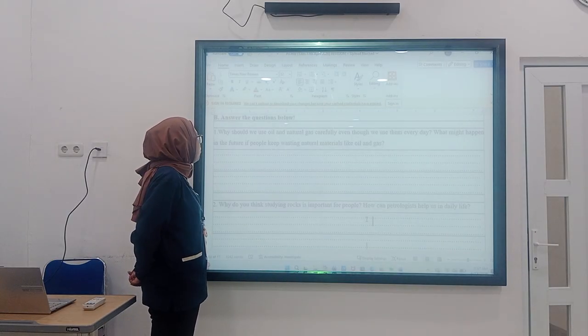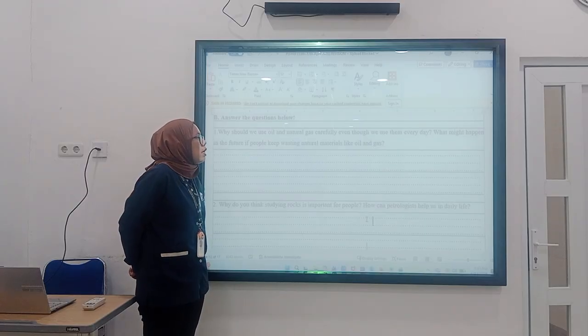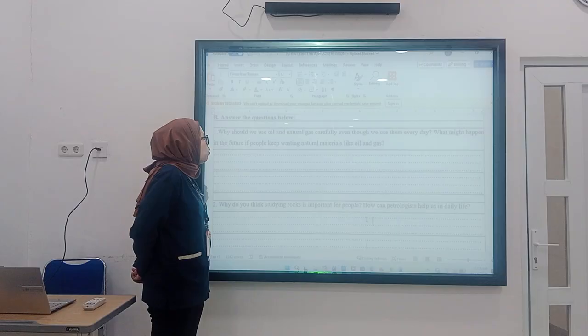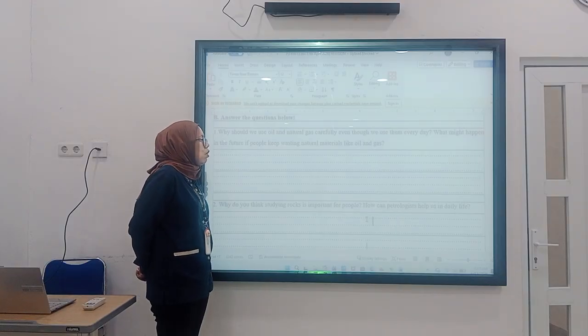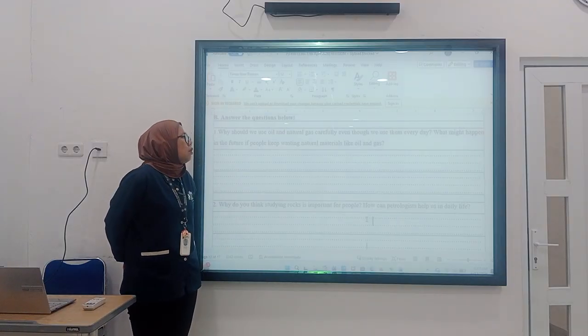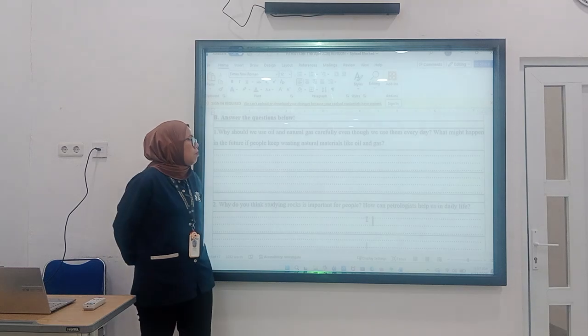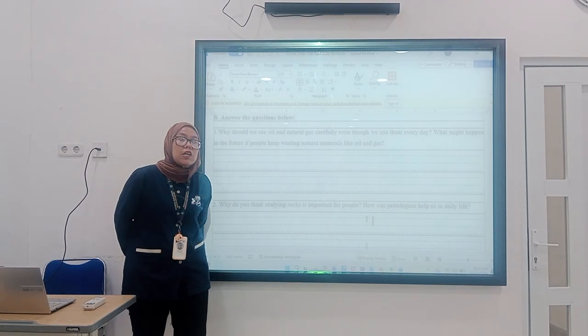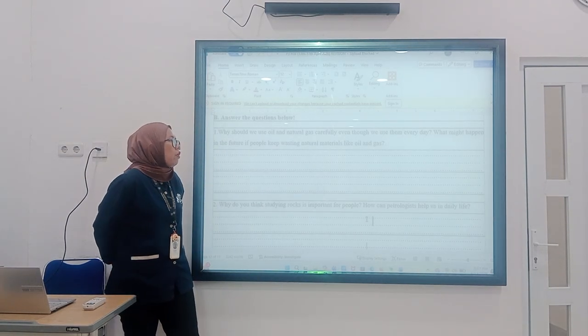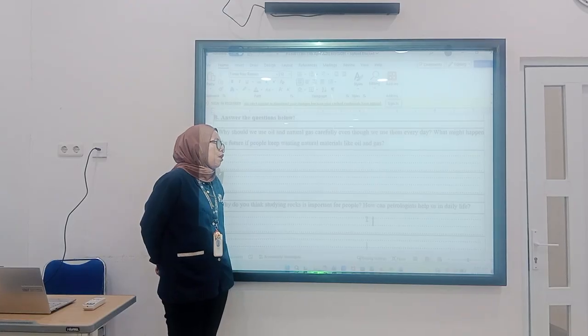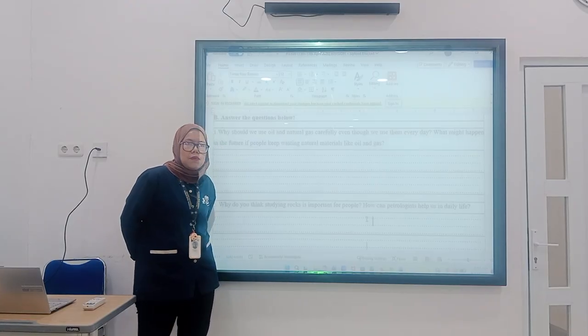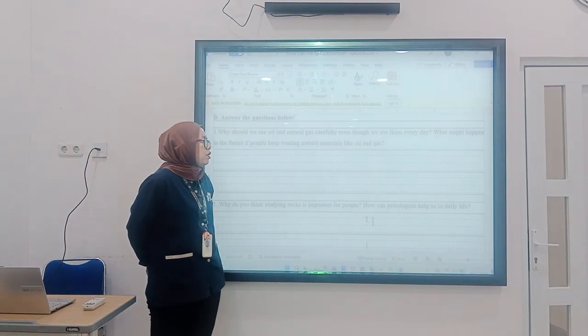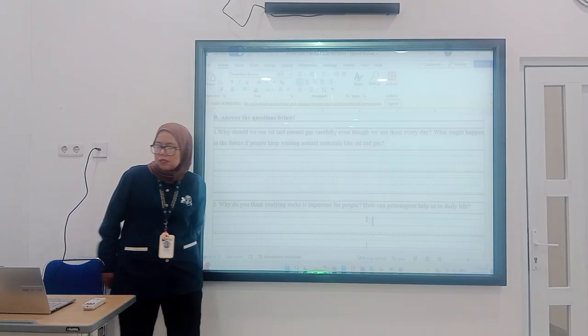What might happen in the future if people keep wasting natural materials like oil and gas? If people keep wasting these natural materials, oil and gas will run out soon. If they run out soon, it will be hard for people to make some things, because some materials are made of oil and gas.